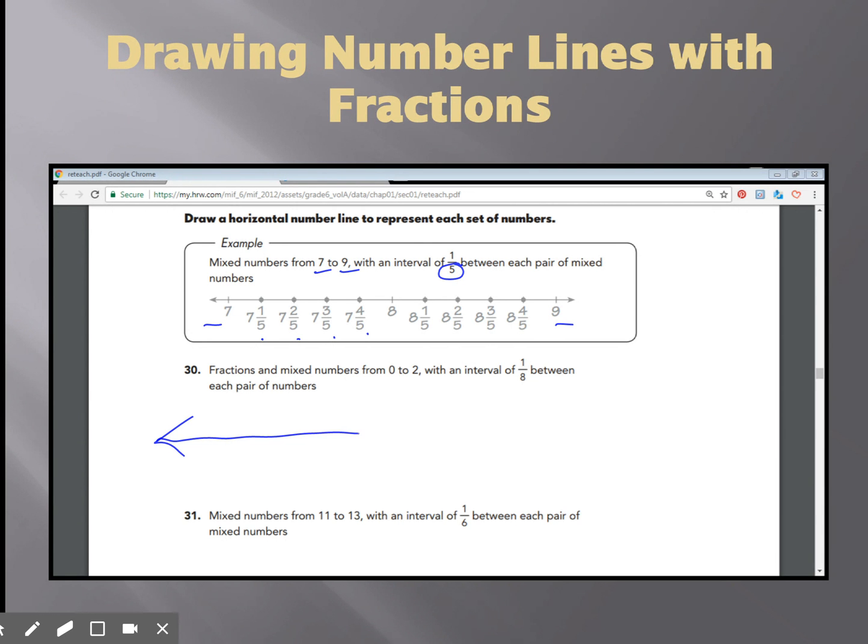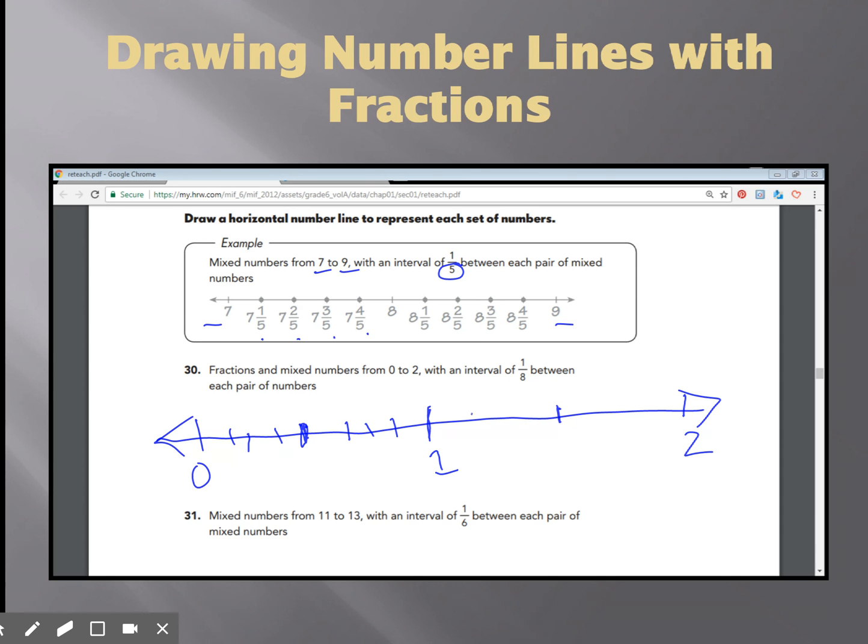For number 30, it says between 0 and 2 with intervals of 1/8. Right away, I'm going to label my 1 because that's in the center. Because I'm breaking it up into 8 spaces, I know I need 7 lines. I like to put stuff in the center when I know there's one in the center. So that would be our fourth. 1, 2, 3. 1, 2, 3.